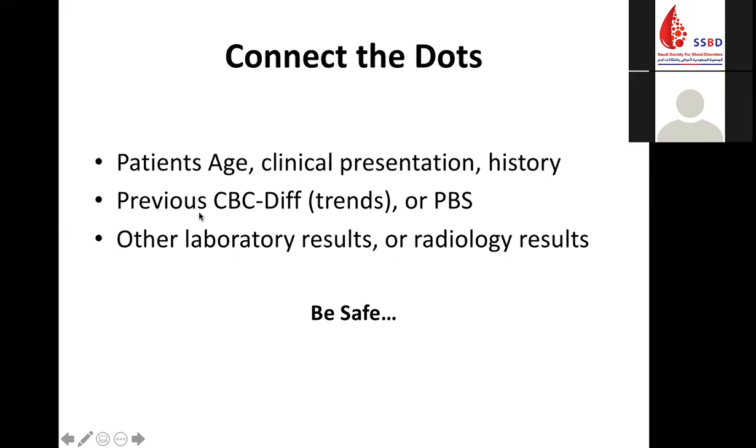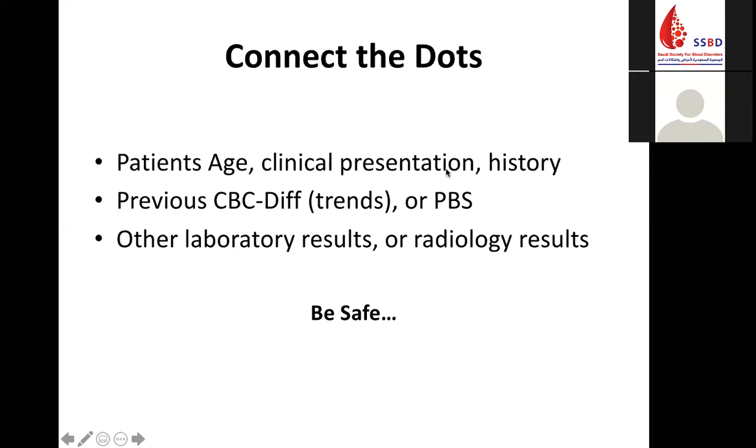Always, and I always ask my resident to go to the previous CBC and diff and get the trend of the finding. Is the patient progressing or regressing? For example, is he building up blasts through time, or if there is a thrombocytosis or thrombocytopenia, is it abrupt, acute, or chronic for a long time?